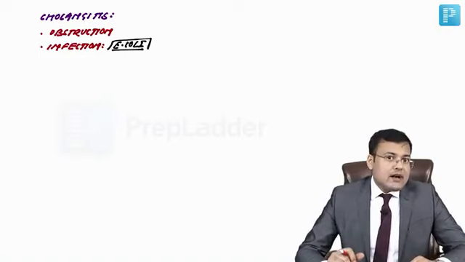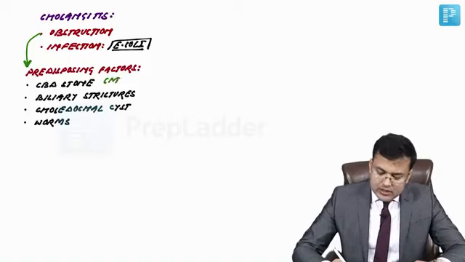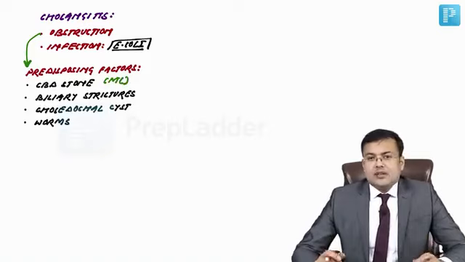So what are the predisposing factors? Here you can see the predisposing factors. CBD stone is the most common cause of cholangitis. Others are biliary strictures, choledochal cyst, and worm infestation.